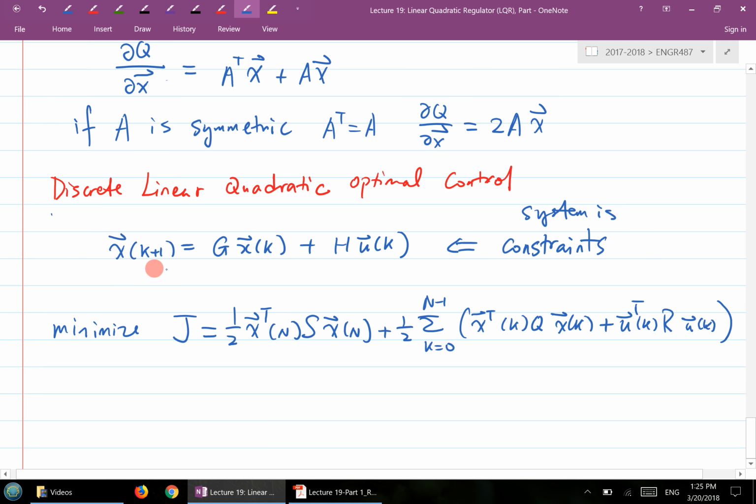Here is our original system, and here is the so-called function that we're going to try to minimize. We do have a name for this. The J can be called the performance index, or the cost function.